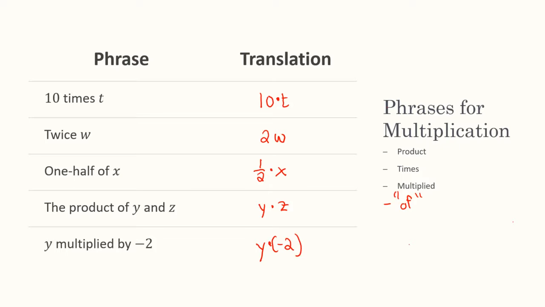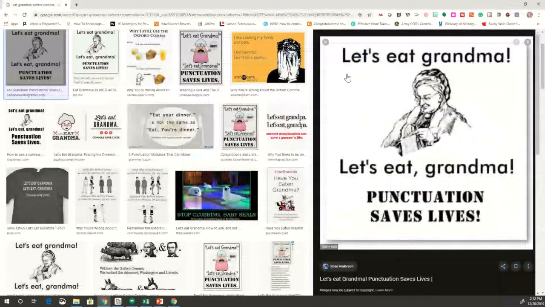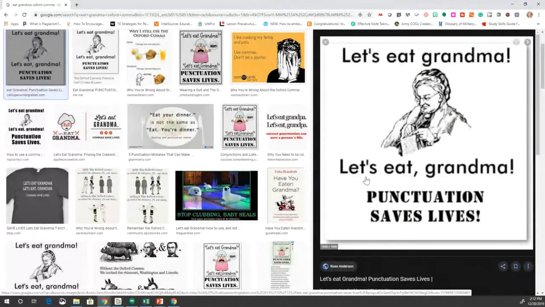I don't know if you've ever seen the play on words about eating grandma. There's a phrase that says, let's eat grandma. And depending on where the comma goes, it gives a different meaning. Let's eat grandma, with no comma, says you're going to literally eat your grandma. But if you have let's eat, comma, grandma, then you're telling your grandma, let's eat.